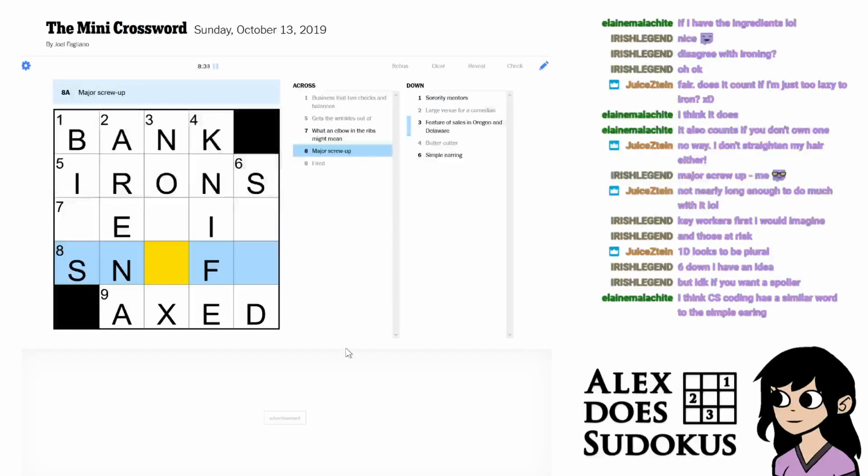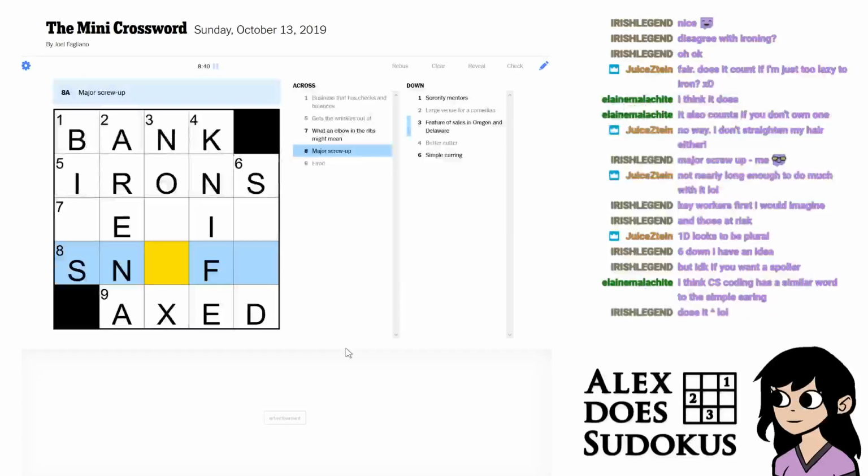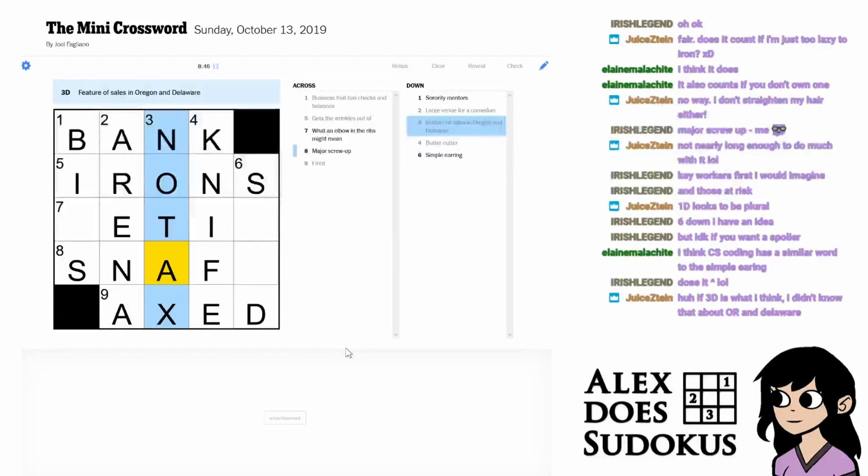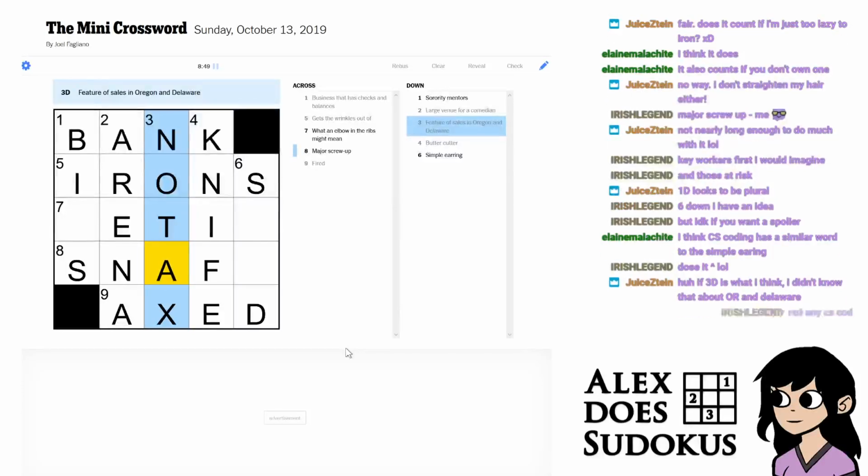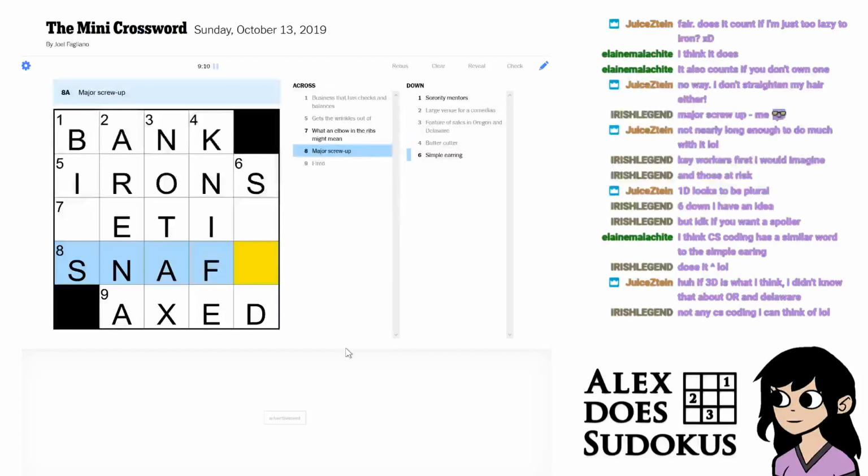So, major screw up. This has to be a vowel. Feature of sales, so no... Oh, hang on, feature of sales, no text. If 3D is what I think, I don't know that about Delaware. Not any CS coding that I can think of. So it's a feature of sales, so I think no text makes sense. So that seems to me to be SNAF, but I don't know what that means. Unless there's another... What about this?